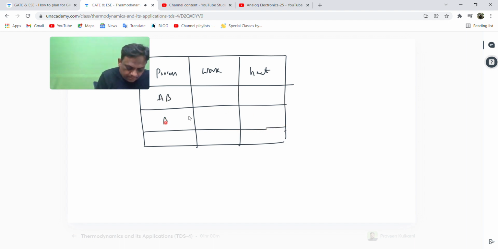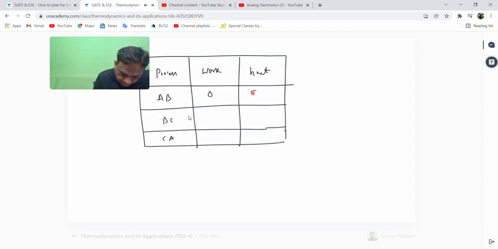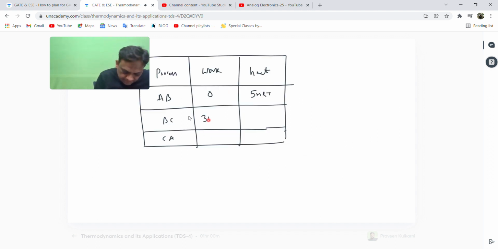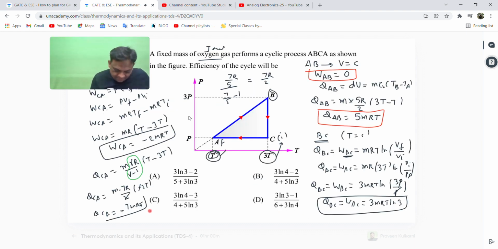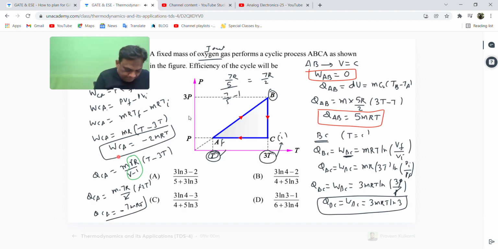Yes, look: AB, BC, CA. You're all dull students. What is AB work? AB's work is 0. AB's heat is 5 MRT. BC work and heat is 3 MRT ln3. 3 MRT ln3. I am also dull like you. Correct? What is CA? Heat is minus 7 MRT. And what is the work? Minus 2 MRT.